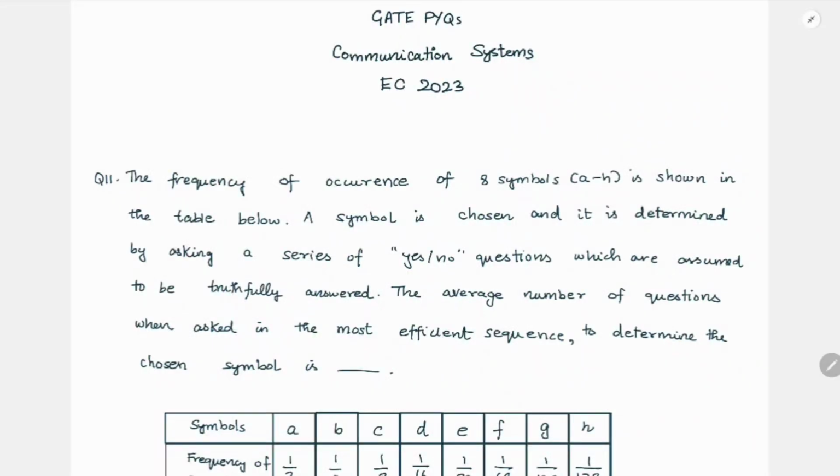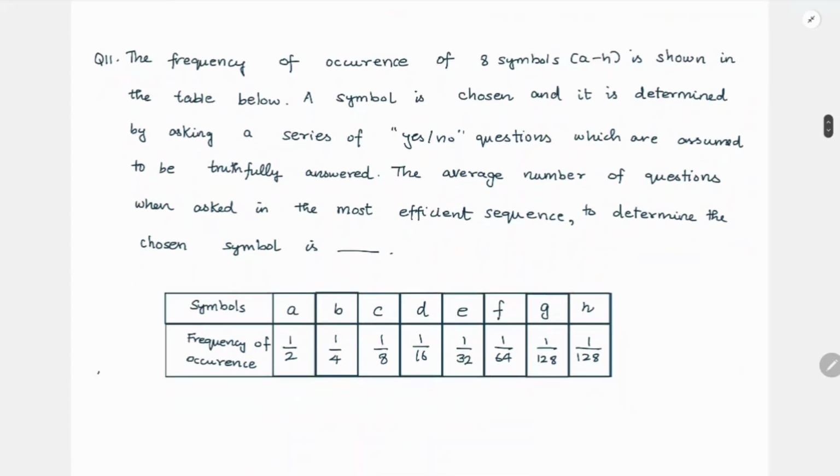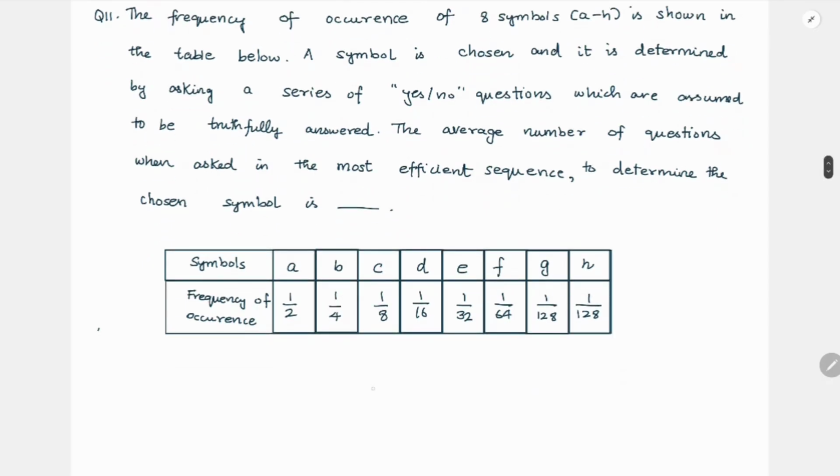Hello guys, welcome back. So here we have another question on communication systems from GATE EC 2023. The frequency of occurrence of 8 symbols A to H is shown in the table below. So here they have given the symbols A, B, C, D, E, F, G, H and their probability of occurrence. A symbol is chosen and it is determined by asking a series of yes or no questions which are assumed to be truthfully answered. So let's say from the transmitter side, they send one of these symbols.